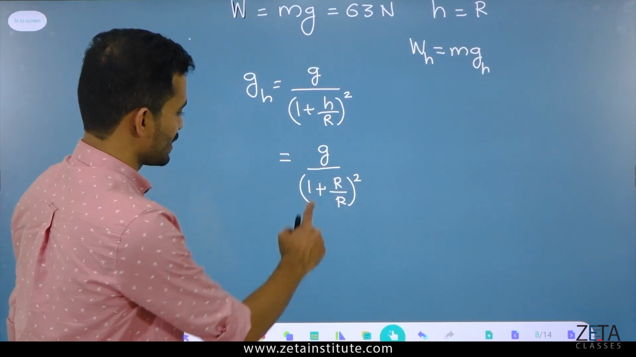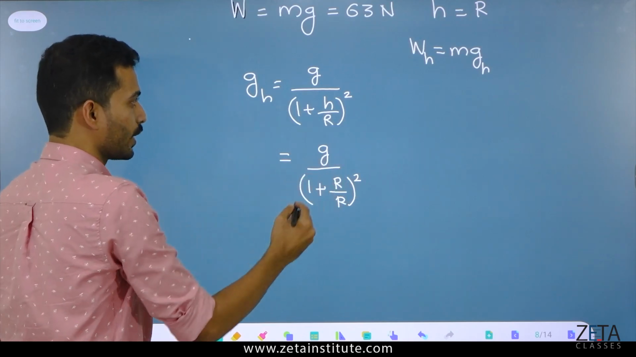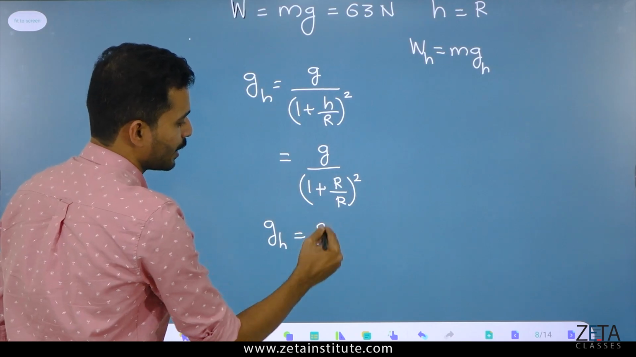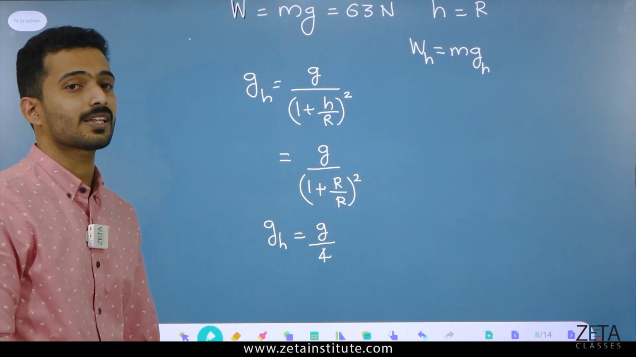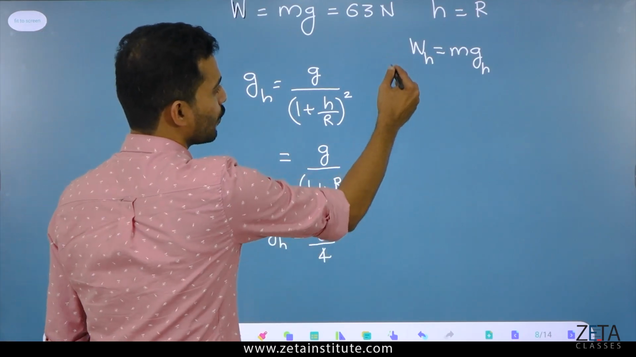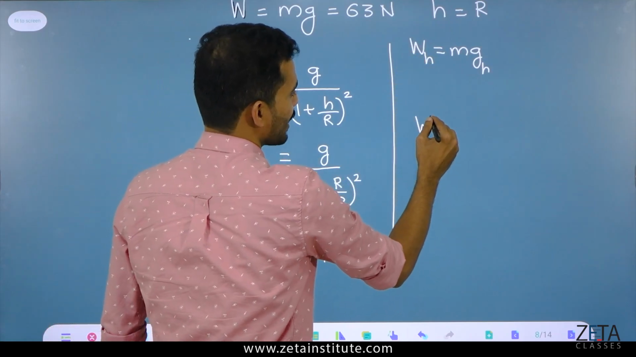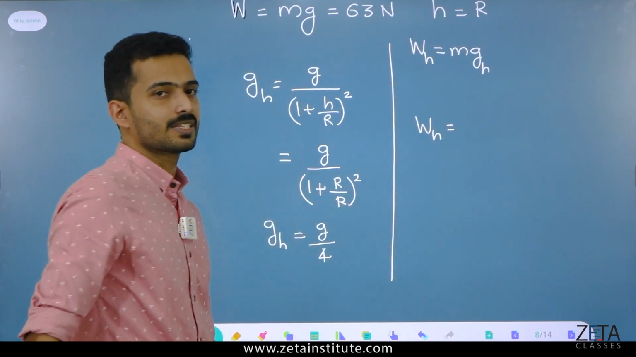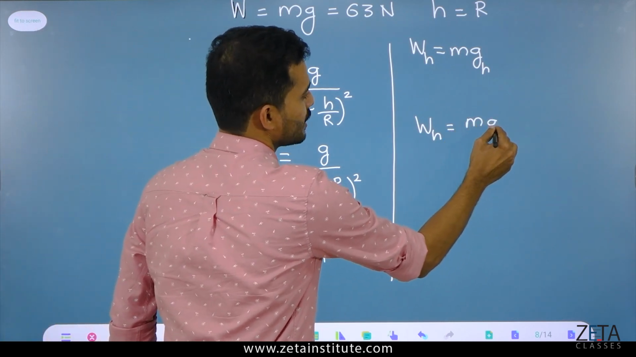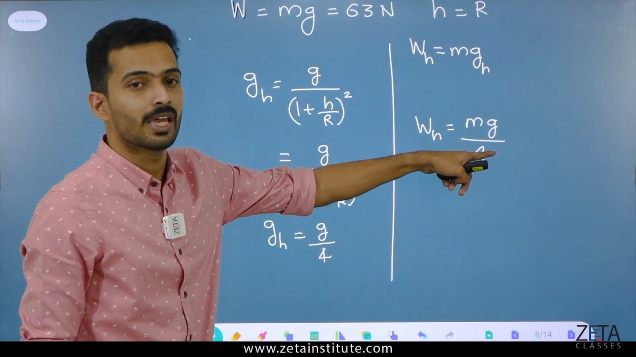What is r by r? It is equal to 1. So we can write (1 plus 1) squared, so the value of gh is equal to g divided by 2 squared. So the value of acceleration due to gravity decreases by 4 times. Now you have to calculate the weight. Weight at a height is given by mgh. gh is already given, that is g by 4, so weight at a height is given by mg by 4.